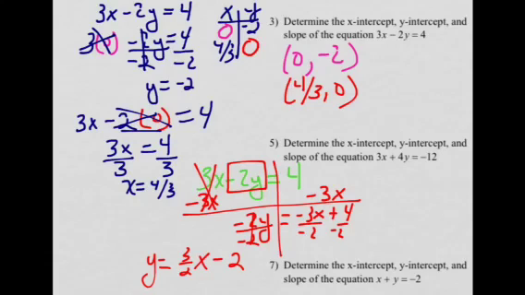Okay, so this tells us we have a y-intercept of 0, negative 2, which is really reconfirmed right here. We have an x-intercept of 4/3, and then finally we have a slope of positive 3/2.